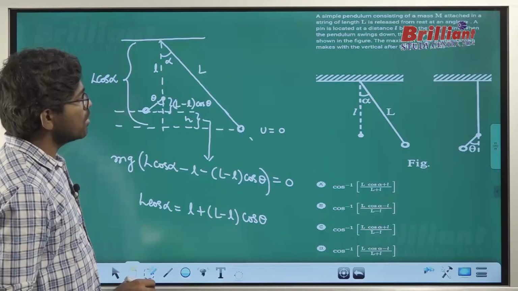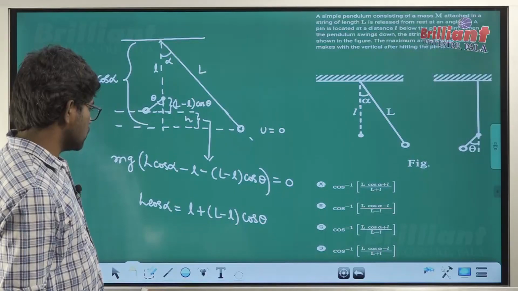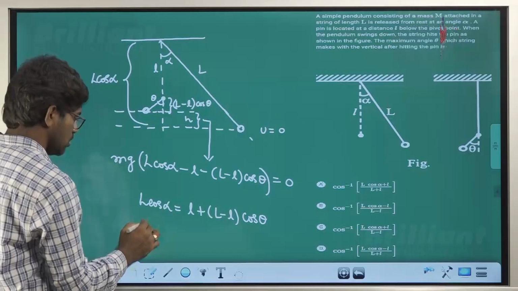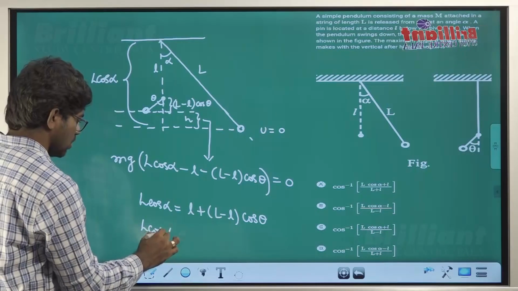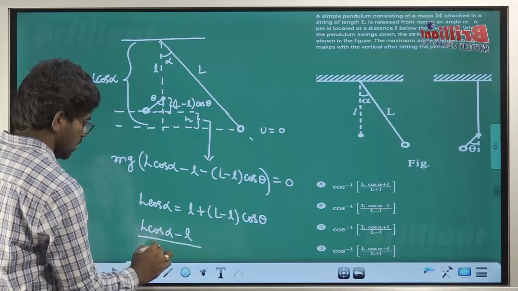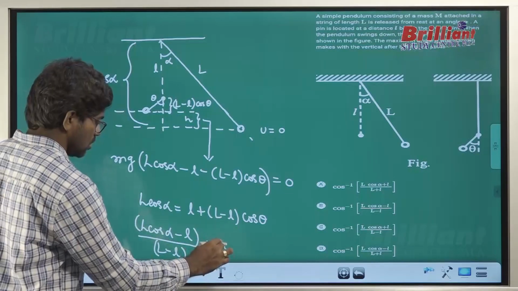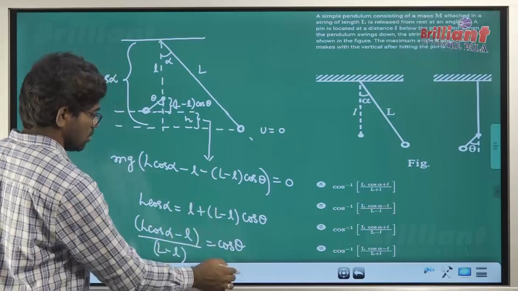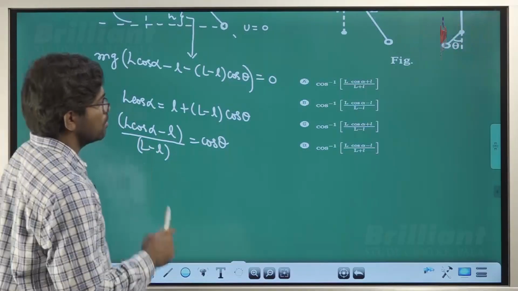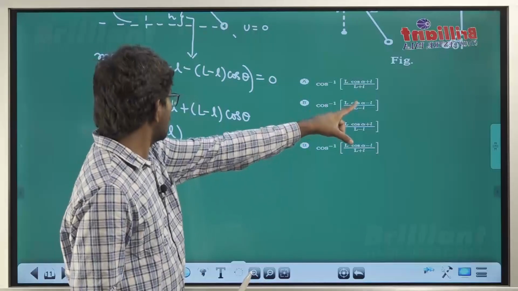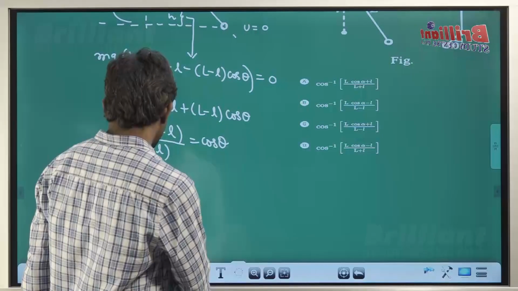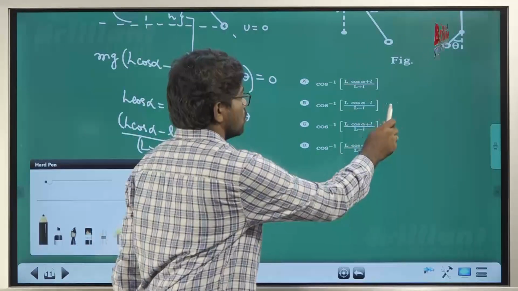Actually, what we need to find? We need to find theta, right? Chalo, theta you find out here. L cos alpha minus L by L minus L, that is your cos theta. Then what is theta? Cos inverse of L cos alpha minus L by L minus L. That's your option B. Cos inverse you get.